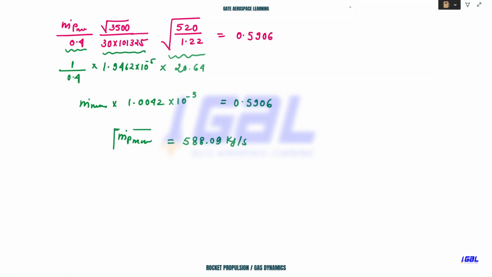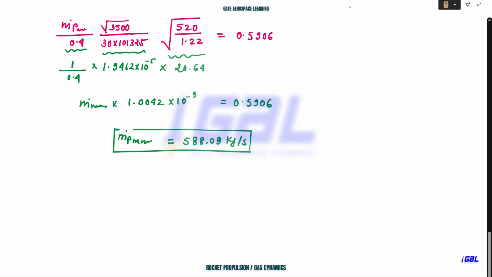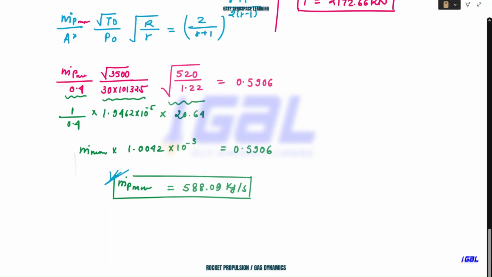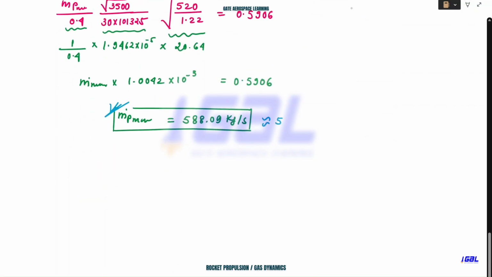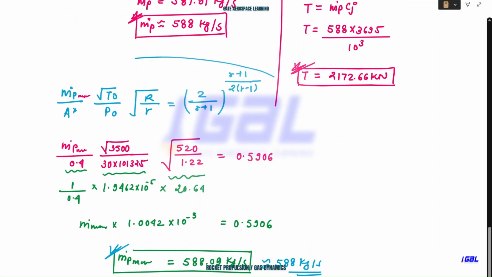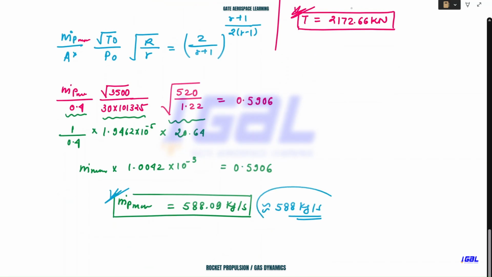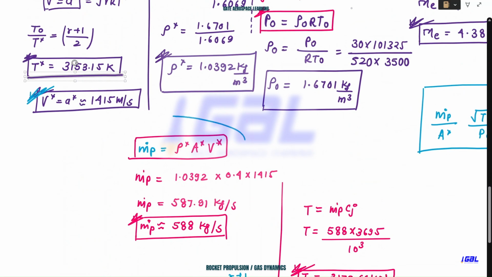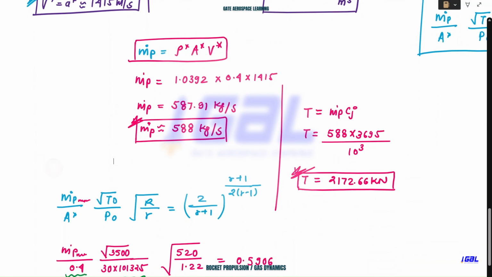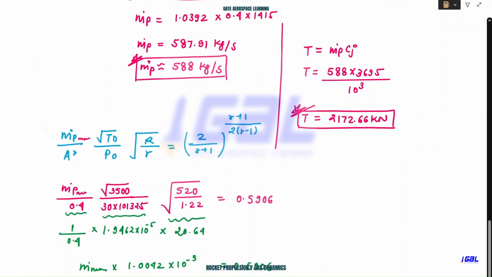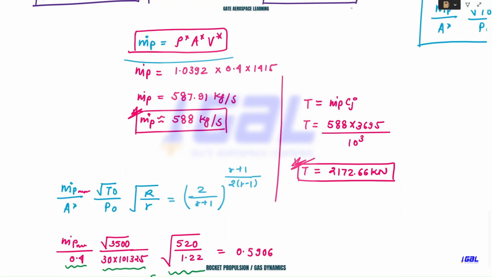So this is what I was trying to show you, that using both expressions we will be getting the same result. You can approximate this as 588 kg per second. You can see, using this expression we got this value, and using the basic mass flow rate equation we got exactly the same value. This is what I want you to understand, that both the formulas are correct. The way of solving depends on you, whether you want to solve using this formula.